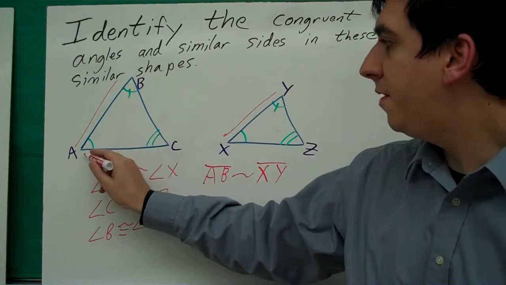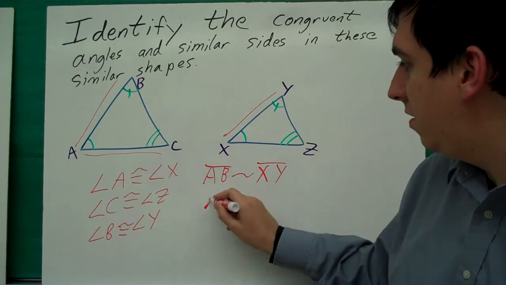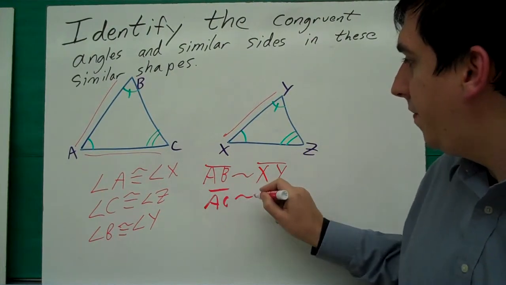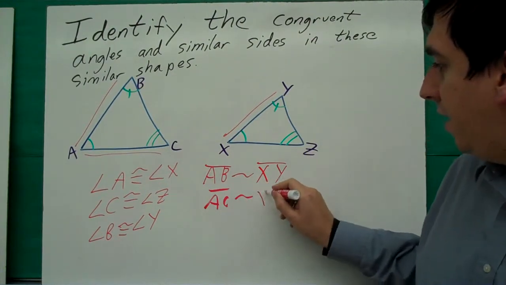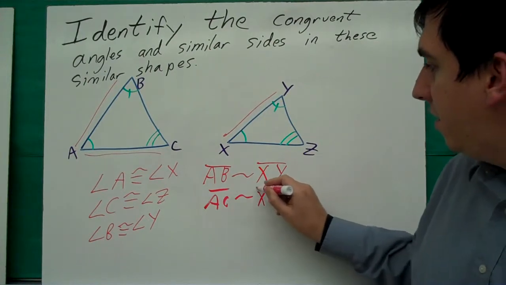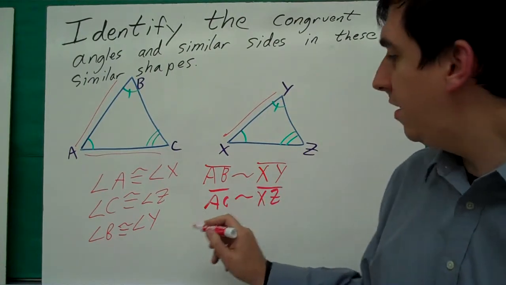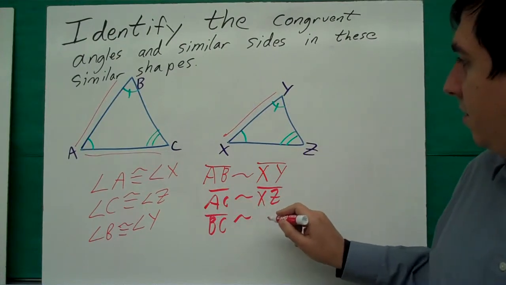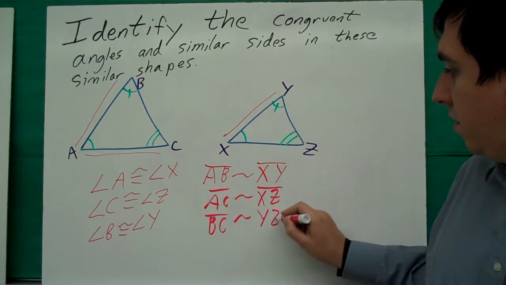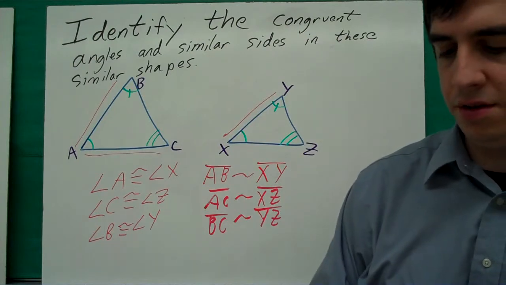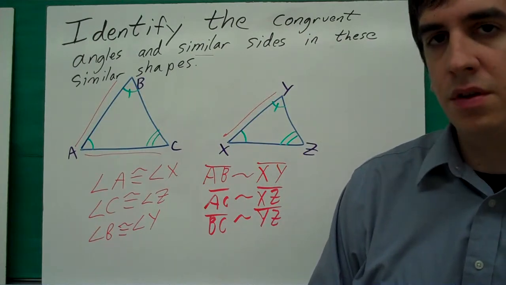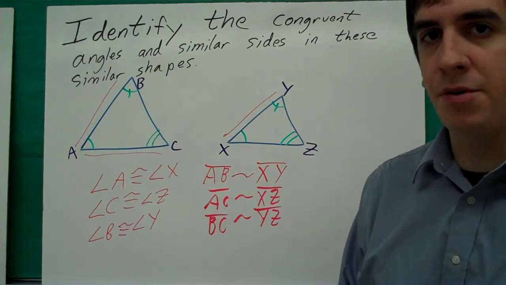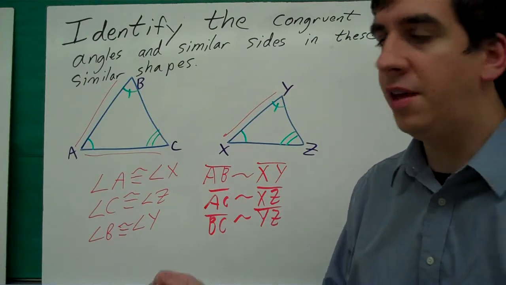Another one we have, AC is similar to, look at the angles again, X, Z. And lastly, BC is similar to YZ. We're going to use this to set up a proportion now and solve for an unknown length.